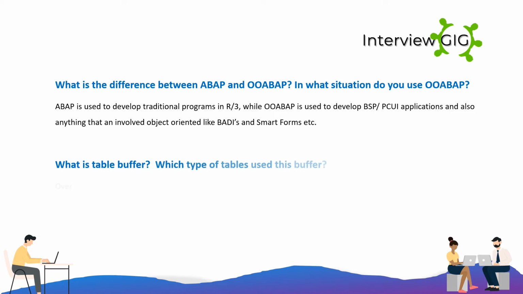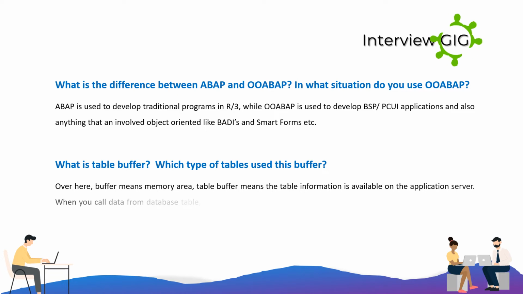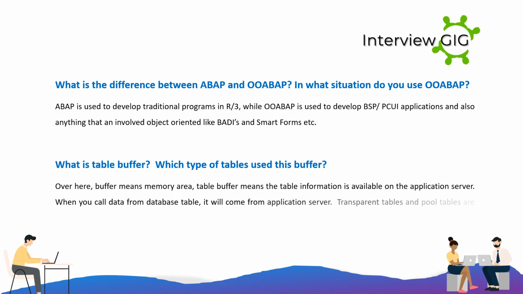What is table buffer? Which type of tables use this buffer? Over here, buffer means memory area, table buffer means the table information is available on the application server. When you call data from database table, it will come from application server. Transparent tables and pooled tables are buffered, while cluster table cannot be buffered.